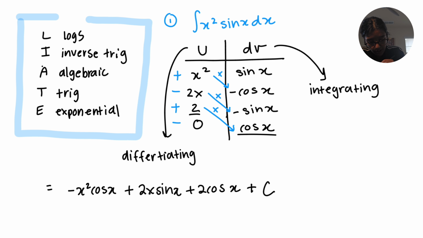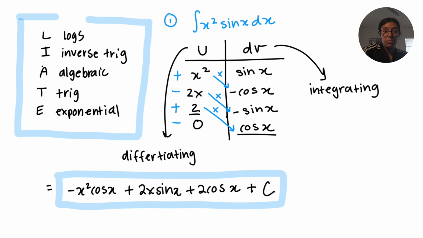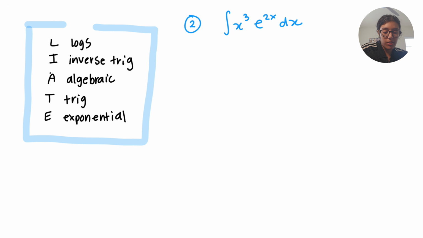So the reason we did tabular method is because if we did apply integration by parts, we would have to do it multiple times. But by applying a tabular method, we were able to shorten down the process by a large margin.